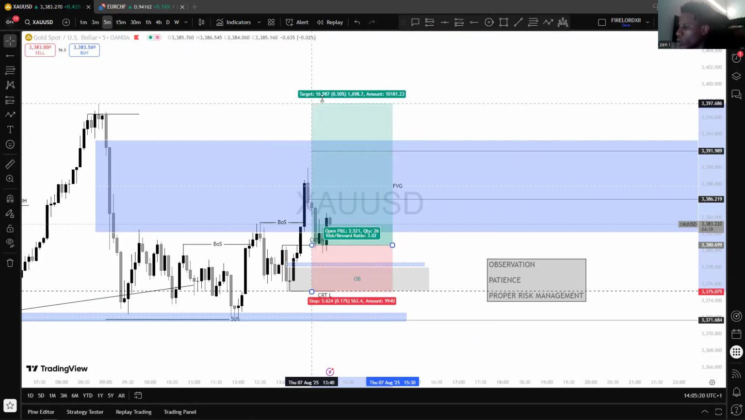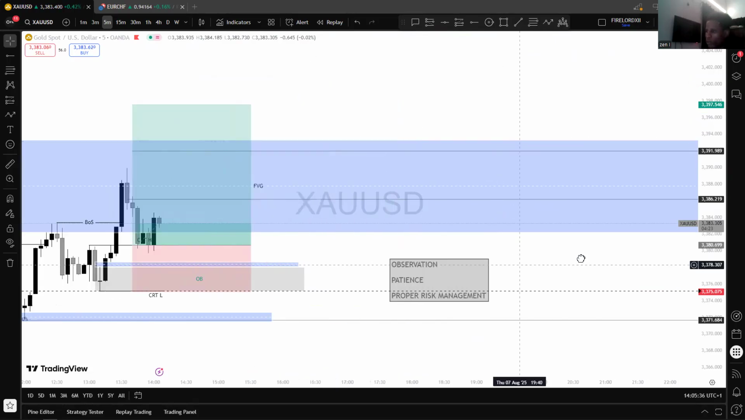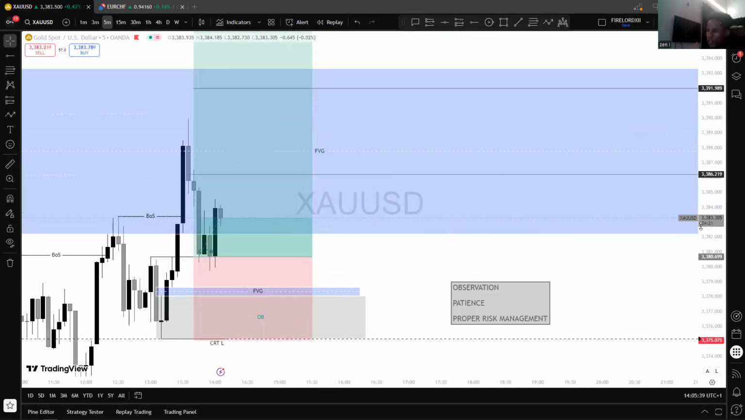This is 1, 2, 3. Anything can happen, guys. So this is 1 to 1, this is 1 to 2, and this is 1 to 3. Our full TP is all aligned.